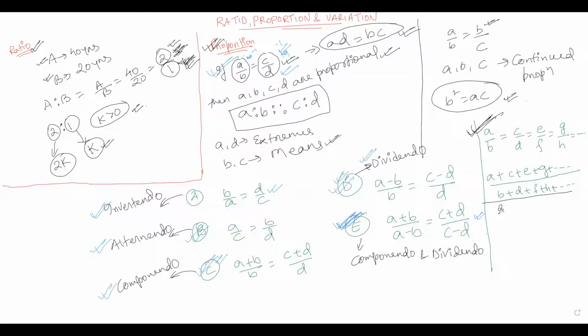Suppose 2 by 4, which is 1 by 2, is equal to 3 by 6, which is also 1 by 2, equal to say 5 by 10, which is also 1 by 2. Now the summation of all the numerators would be 2 plus 3 plus 5, and the summation of all the denominators would be 4 plus 6 plus 10. So the sum of the numerators would be 10, and the sum of the denominators would be 20, which is also equal to 1 by 2, just the same ratio as 2 by 4, 3 by 6, and 5 by 10. So this is also a very important relation which we can remember.